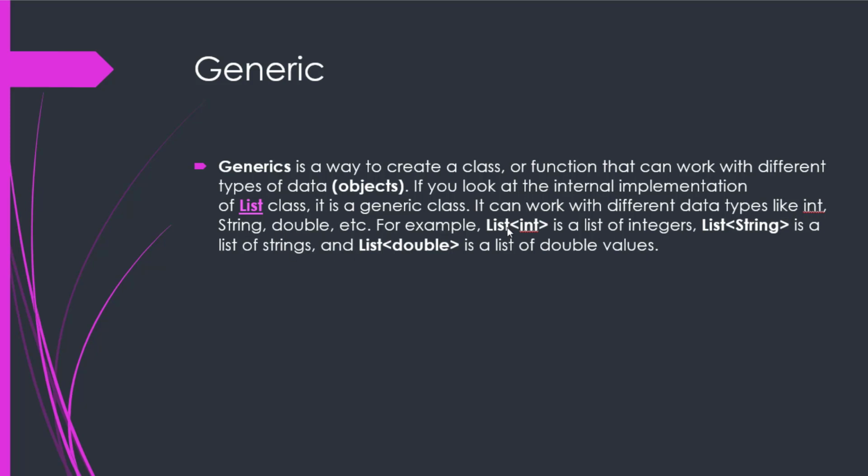For example, List<int> is a list of integers, List<String> is a list of strings, and List<double> is a list of double values. You can see here List is a generic class and we can mention its type here. Same like this, we will create our classes and functions by using generic. Let me open VS Code and show you practically.